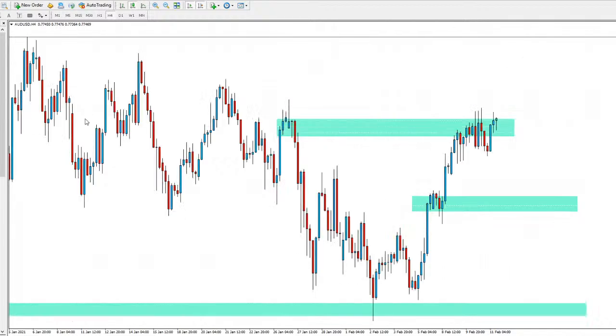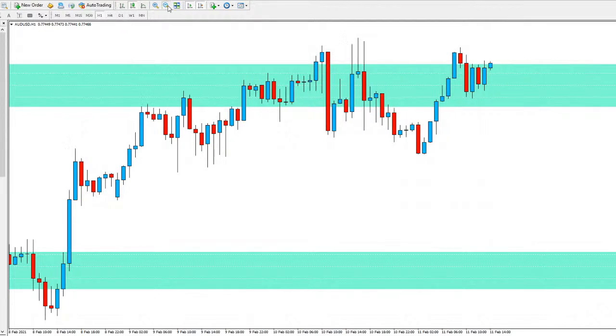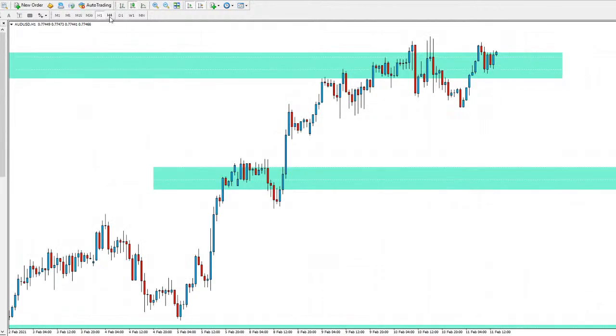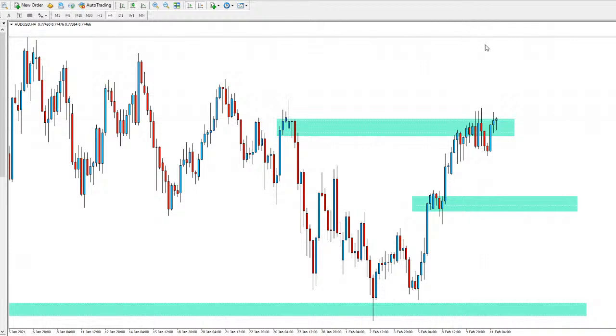So we're going to start with AUD. As you can see, we're still looking a little bit bullish here. Not much going on right now, just holding at that level. Again, a break at that level could take us back to highs potentially.